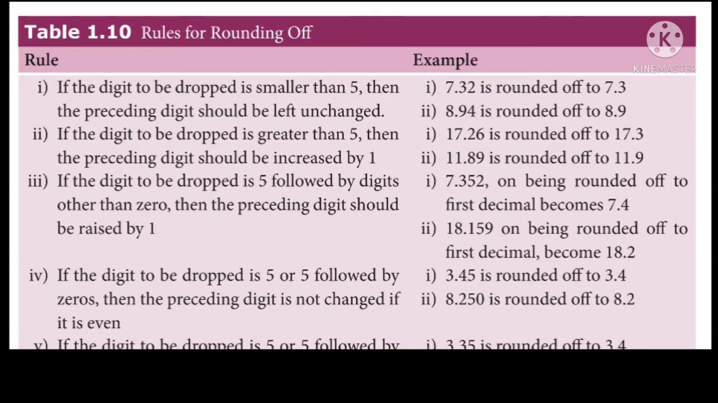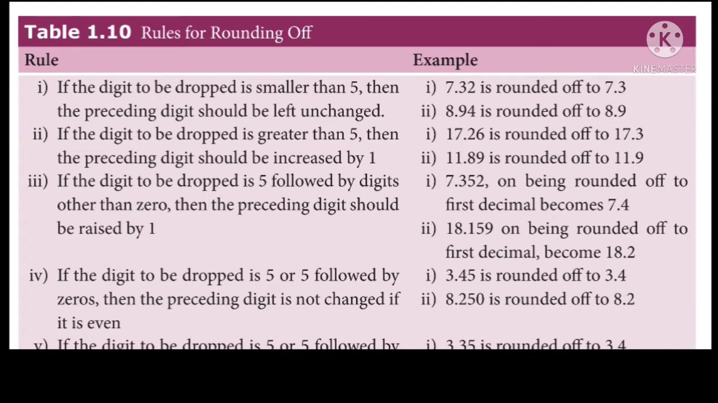Look at the next example, 8.94. In this number, check the least significant digit. Which one is the least significant digit? 4. And check whether 4 is greater than 5, less than 5, or equal to 5. 4 is less than 5. If it is less than 5, what do we have to do? We have to leave that particular number and write the remaining number as it is. Likewise, we can round off the given number.